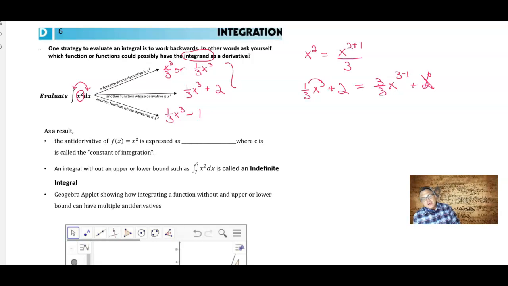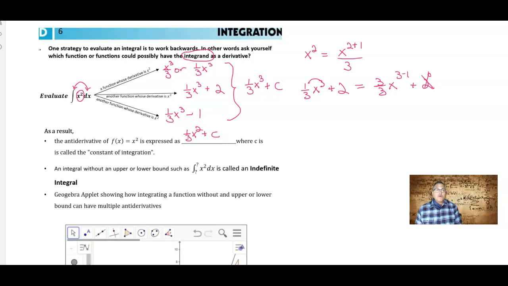So when that's happening, if I want to write all of the antiderivatives of x squared, I write it as 1/3 x cubed plus c. That c is known as the constant of integration, and it takes care of the fact that x squared could have a whole bunch of antiderivatives.